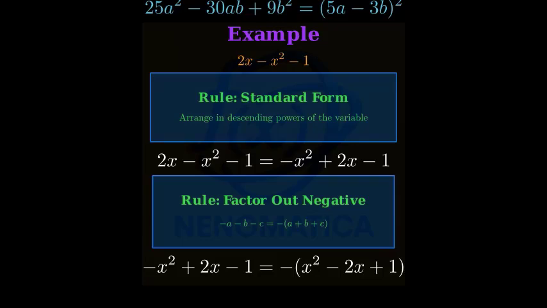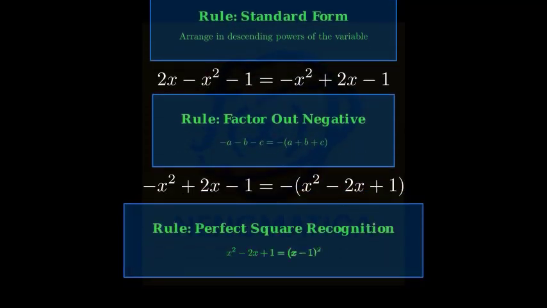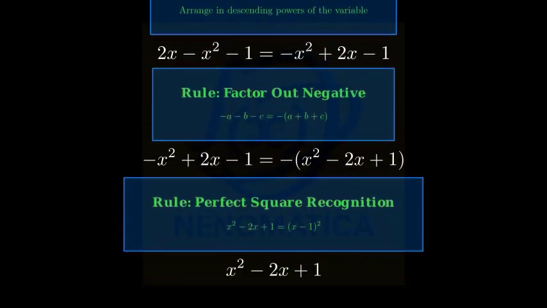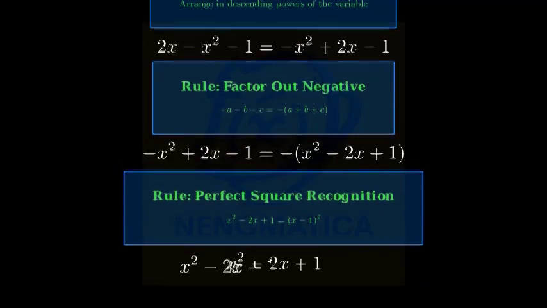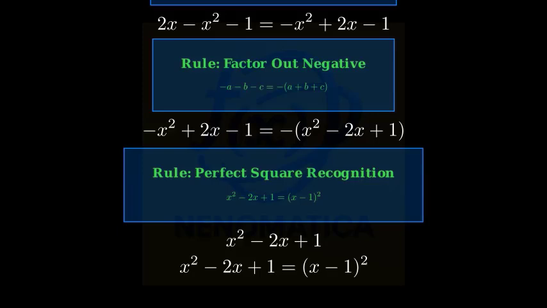Now, let's examine what we have inside the parentheses: x squared minus 2x plus 1. This matches our perfect square trinomial pattern a squared minus 2ab plus b squared, where a is x and b is 1. So we can rewrite this as negative times (x minus 1) squared. Therefore, our original expression 2x minus x squared minus 1 can be factored as negative times (x minus 1) squared, or negative (x minus 1) squared.